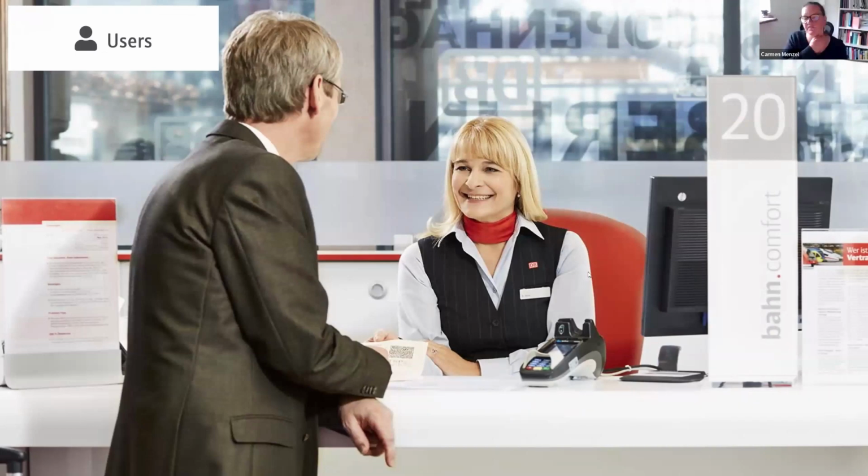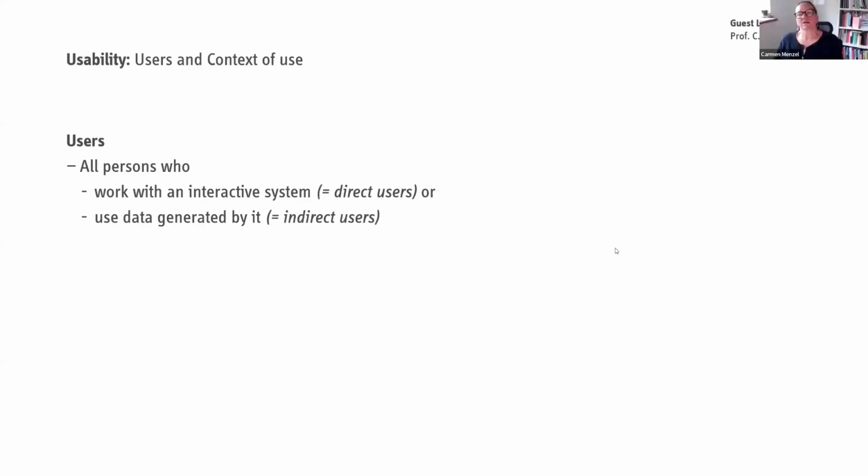So they also do different things. She asks questions and he gives her the answers: when to travel, where to travel, how many people to travel, and she types them into an interactive system, like the ticketing system, for example. Users are all persons who directly use an interactive system or use data being generated by it. These are called indirect users. Why is that important? It's important to take a look at both of those groups because that means something to your product in the end.